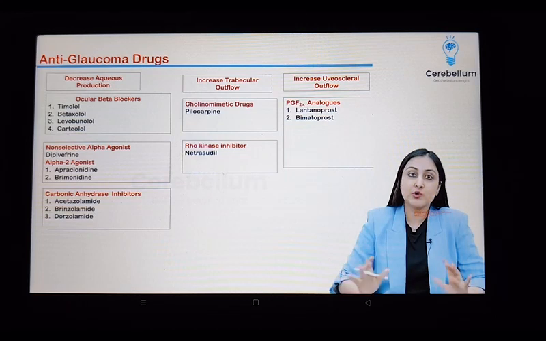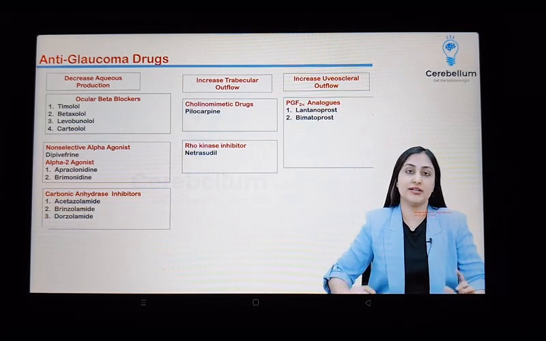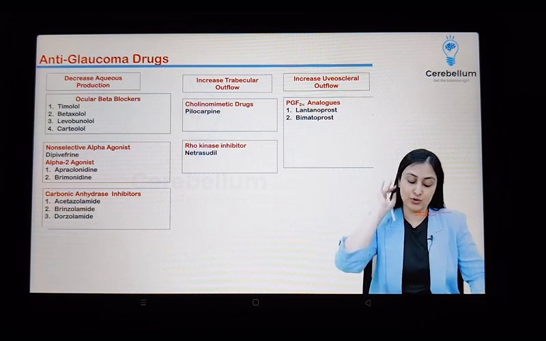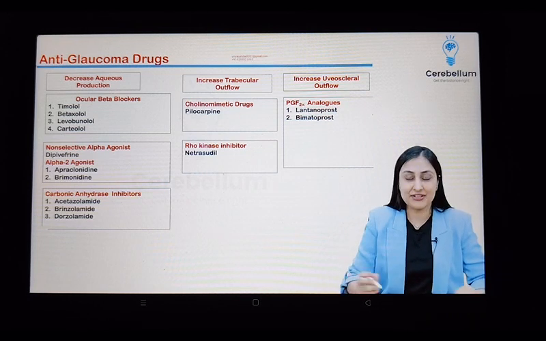So now we talk about one of the most important topics, not from the ophthalmology point of view, but from the pharmacology point of view. And you get questions on this in every exam, especially INICET. So this is about anti-glaucoma drugs, alright? So here what we have to know is the mechanism of action and the adverse effects. That's the most important thing, like everything in pharma.